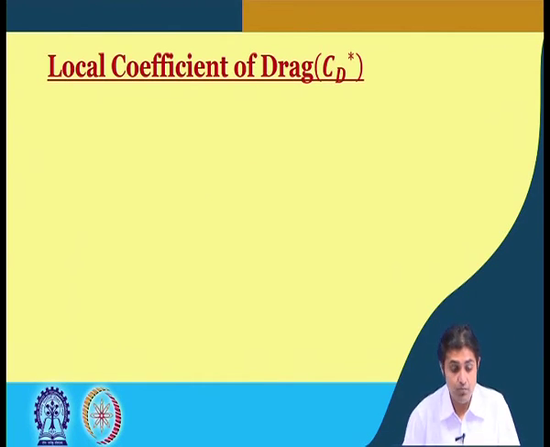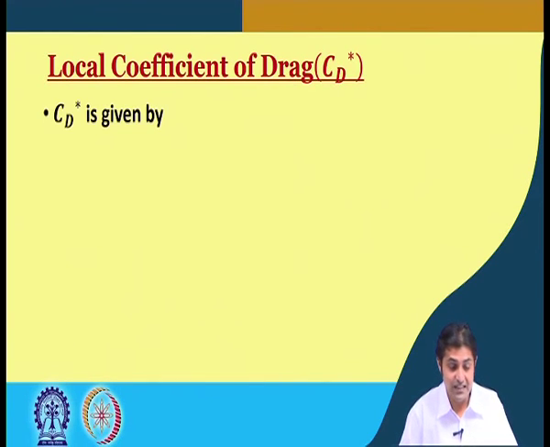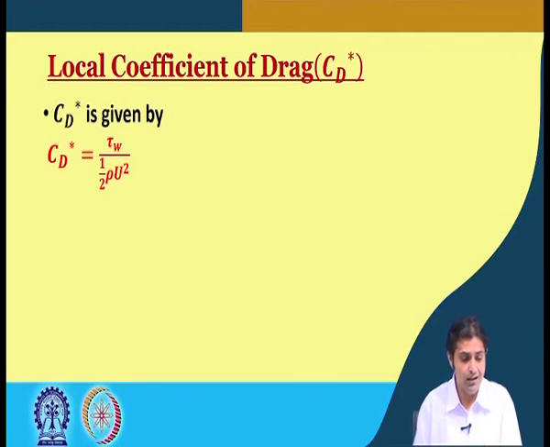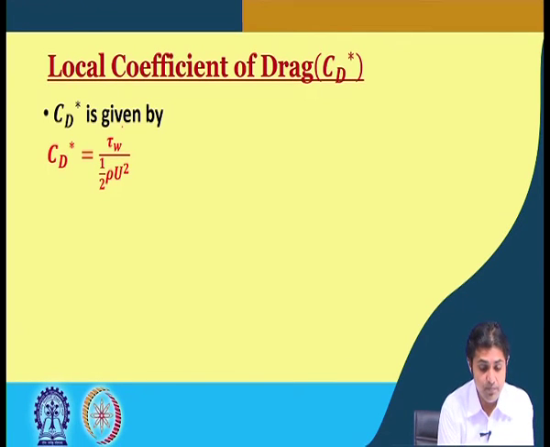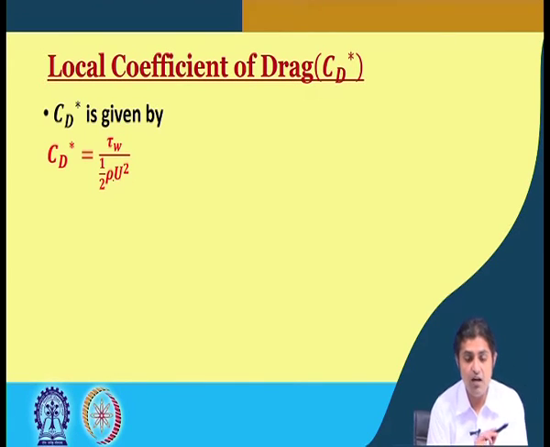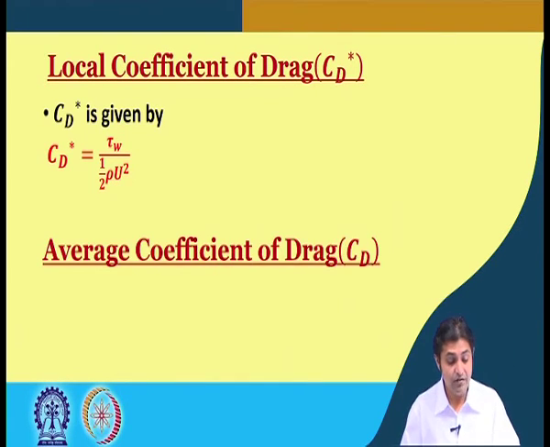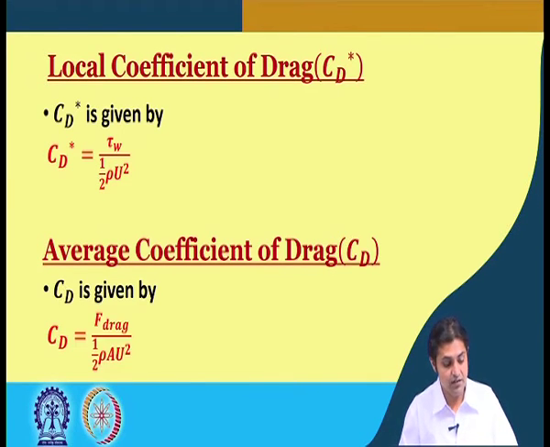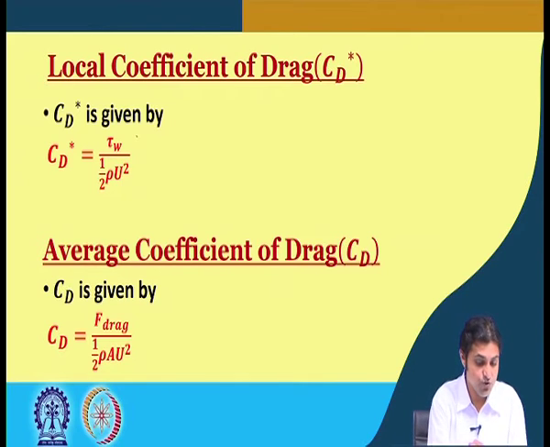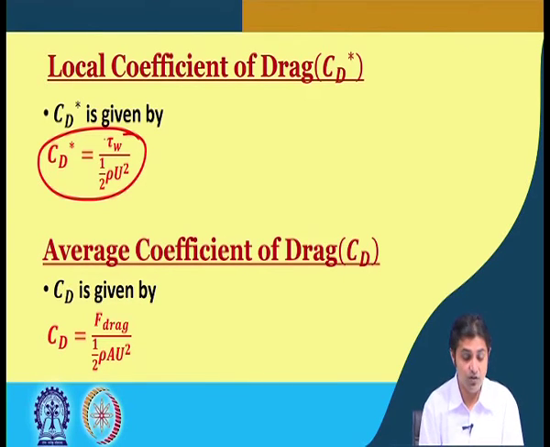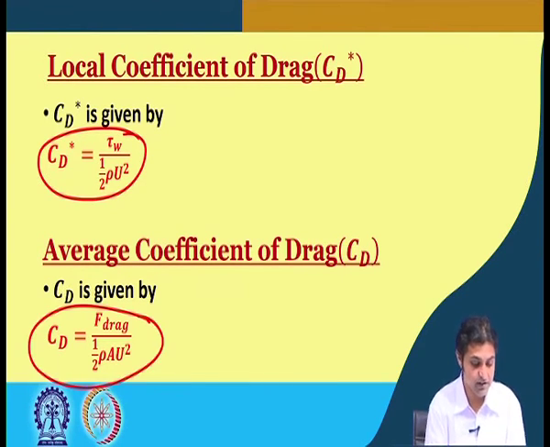There is a term called local coefficient of drag, CD star. So CD star is given by the ratio of tau w, the shear stress near the wall, divided by half rho U square. Average coefficient of drag CD is given by drag force divided by half rho A U square. So, this is the ratio of the shear stresses sort of, and this is the ratio of forces. Okay.